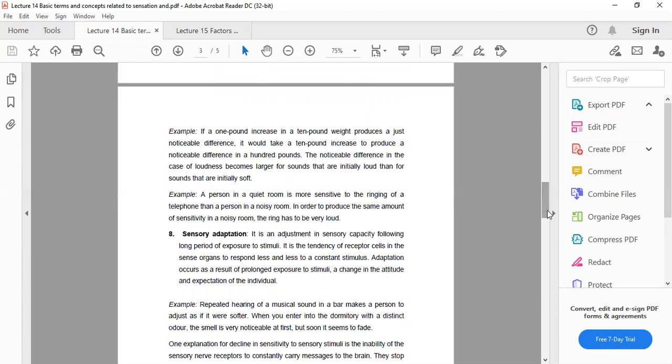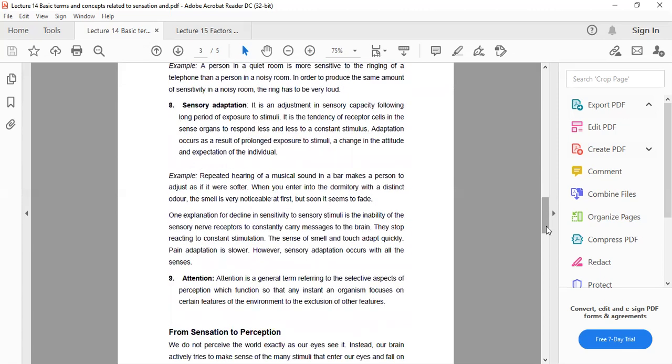Then we come to sensory adaptation. Sensory adaptation is an adjustment in sensory capacity following a long period of exposure to stimuli. For instance, let's say one is using a toilet. By the end of the time when you leave the room, the way you respond to the smell, compared to the people outside the room, is quite different.